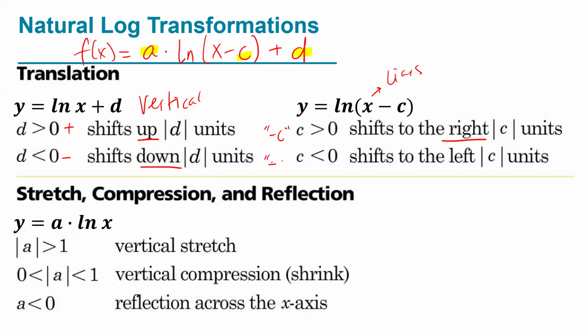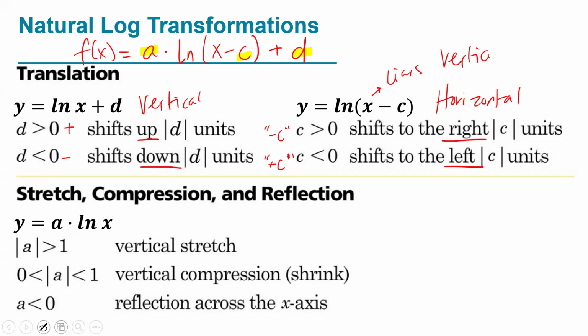And if it said plus C, it's actually negative, and it's going to shift to the left. And this is our horizontal translation. Okay? Your C is also your vertical asymptote.